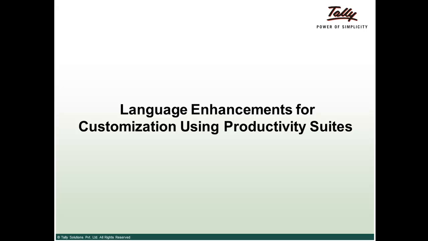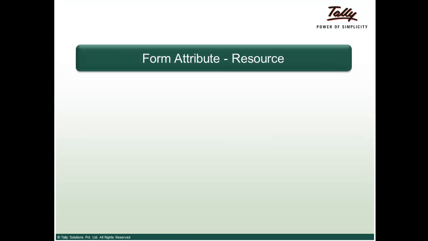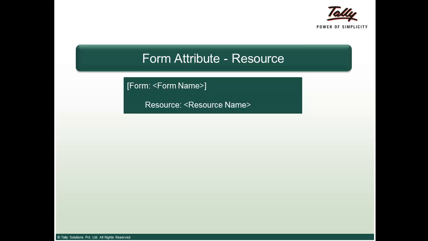Let us now look at the language enhancements available in Tally ERP 9 Release 5.0. To start with, let's look at the language enhancements that make print from productivity suites possible. First is the form attribute resource. The resource attribute at form level is used to specify the name of the resource definition that provides the details of XML-based source document that can be used for printing or exporting the form. The syntax is as shown. It's resource : resource name, where the resource name is the name of the resource.